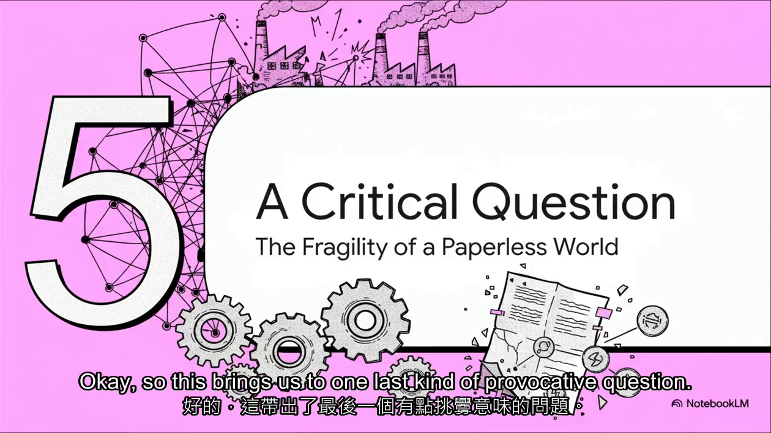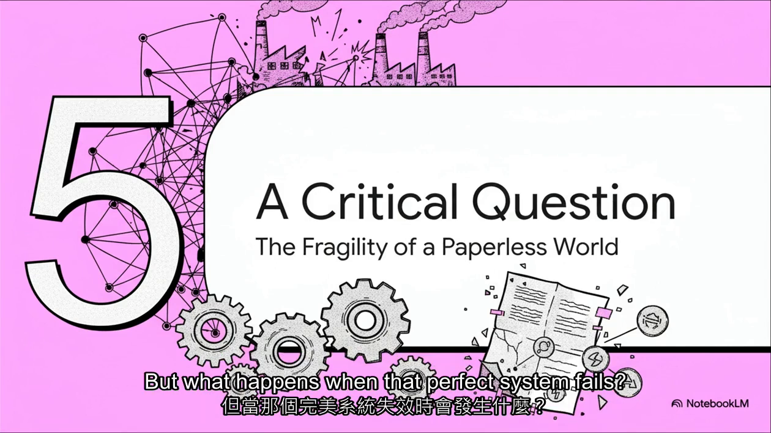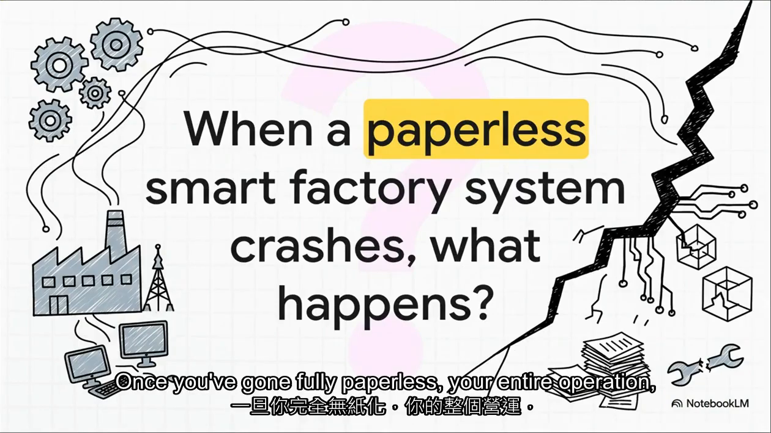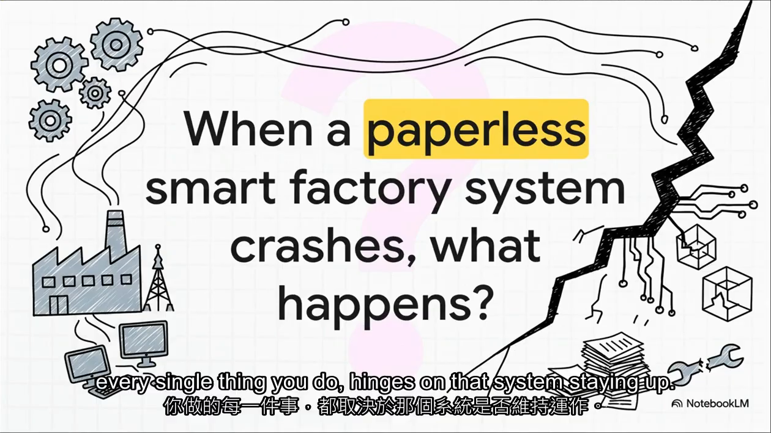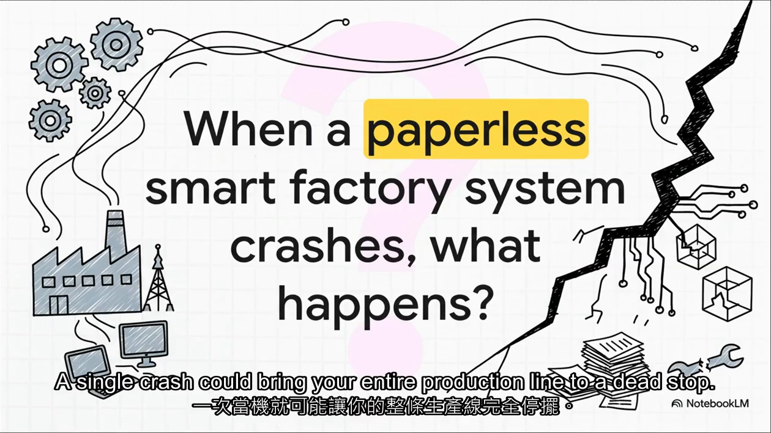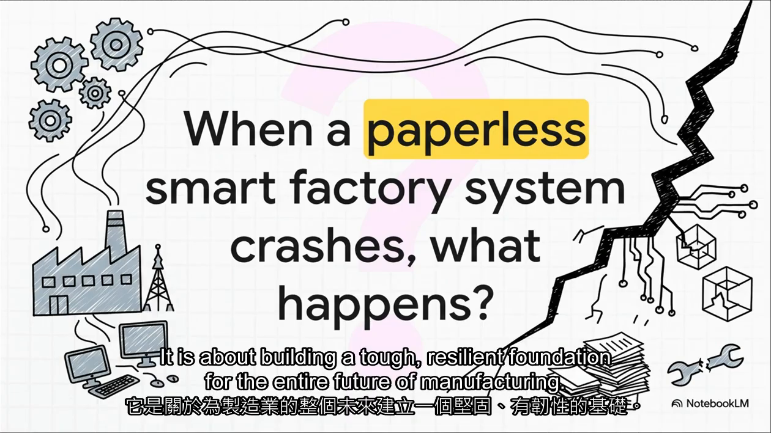Okay, so this brings us to one last, kind of provocative question. The whole goal here is to build this perfect, super stable, paperless smart factory. But what happens when that perfect system fails? Seriously, think about that for a second. Once you've gone fully paperless, your entire operation, every single thing you do, hinges on that system staying up. There are no paperwork orders to fall back on anymore. A single crash could bring your entire production line to a dead stop. And that really shows you why this ISA 95 blueprint isn't just some technical detail about efficiency. It is about building a tough, resilient foundation for the entire future of manufacturing.